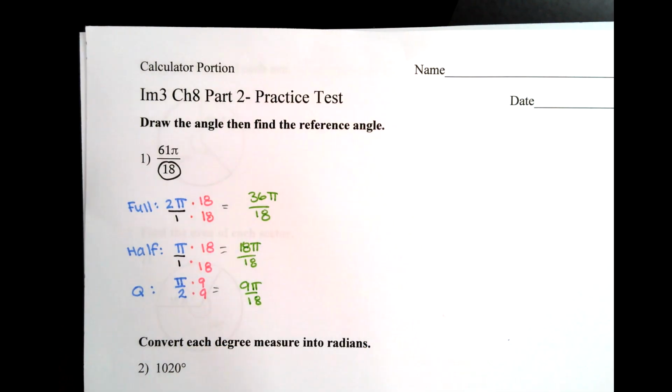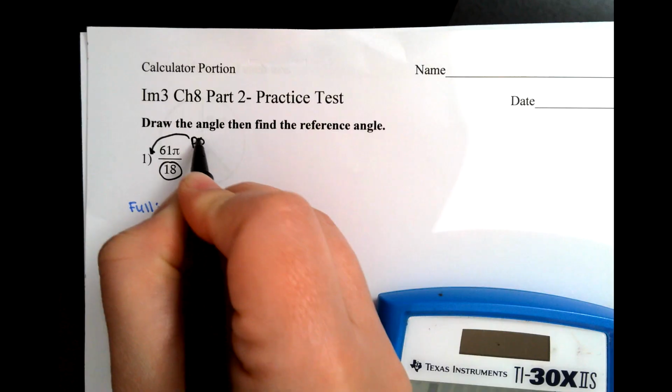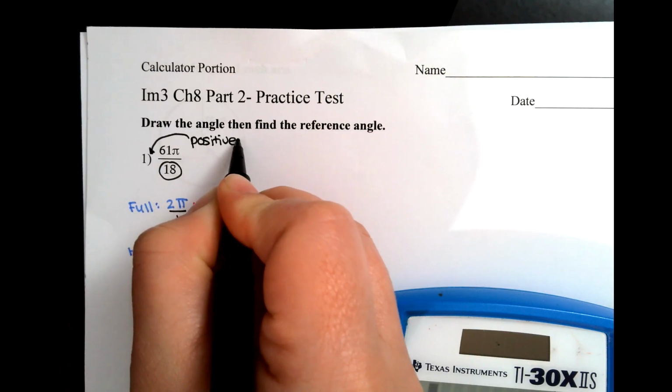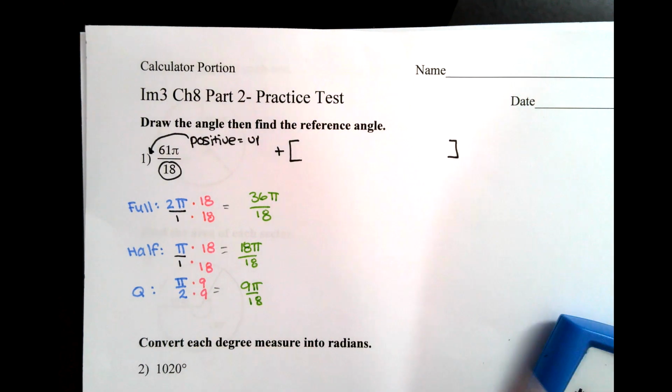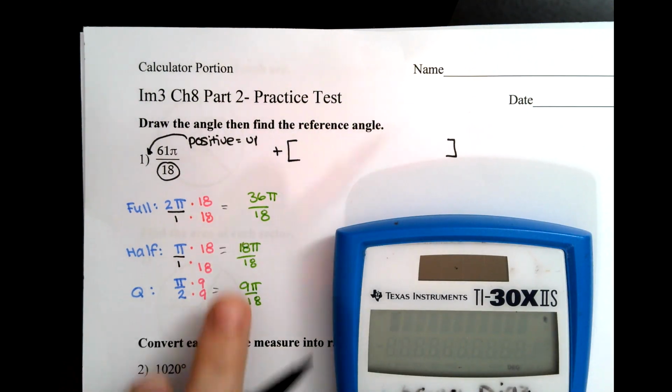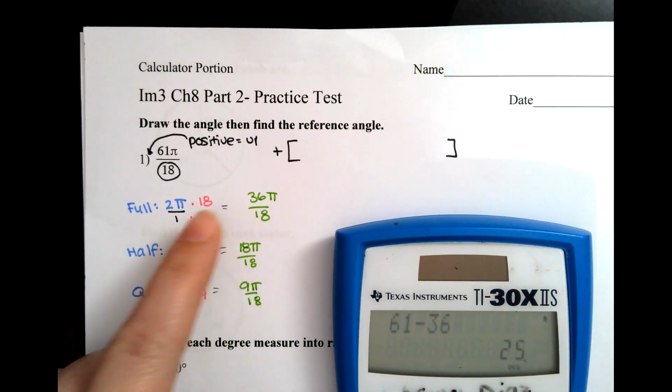Positive is going to go up. So I usually write a plus in front of my little brackets. And then I'm going to start, you can do this two ways, either add up to the angle or start subtracting. I usually like to subtract. So I do 61 minus, I know I have a 36 in there, so I'm going to write 36 pi 18ths. I have 25 left, which means I can do another 18.